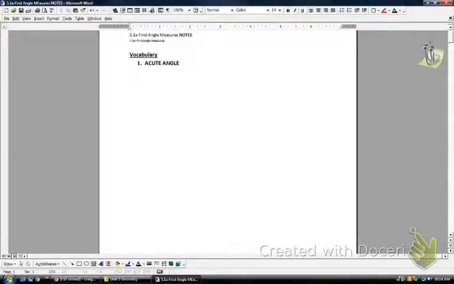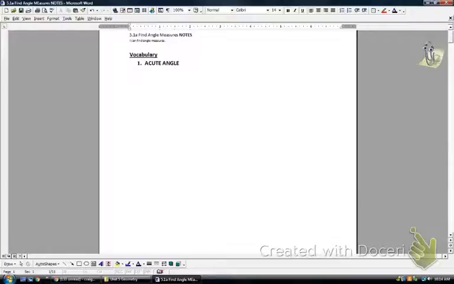Today we're going to learn how to find angle measures. Some of this should be a review for you, and some of it will be a little bit new as we learn how to put geometry and algebra together. But before we do all that, we're getting ahead of ourselves. Let's do some vocabulary. The vocabulary should be review.